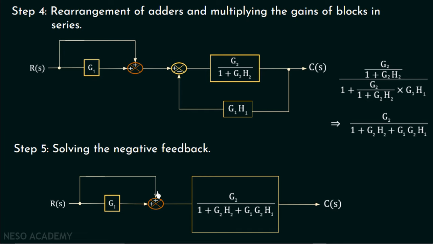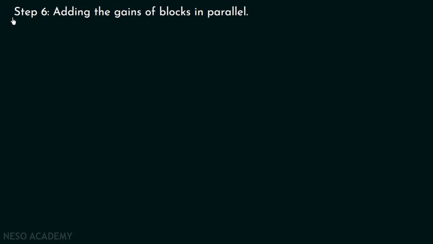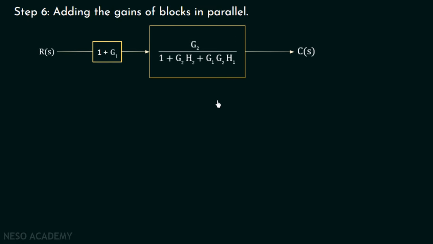And we all know that if the blocks are connected in parallel, we can add the gains of those two blocks. In this case, the gain of this branch is unity, that is equal to 1, and the gain of this block is equal to G1. So if we convert this parallel combination into a single block, then the gain of that block will be 1 plus G1. So let us move on to step number 6, in which we will convert this parallel combination into a single block. So moving on to step number 6, which is adding the gains of blocks in parallel. And if we add the gains of blocks in parallel, the block diagram representation will look like this. See, we have replaced the blocks in parallel with a single block having gain 1 plus G1. And now we can see that these two blocks are connected in series.